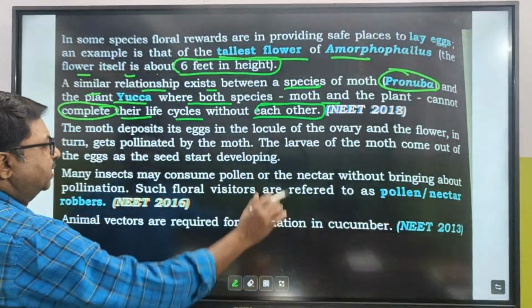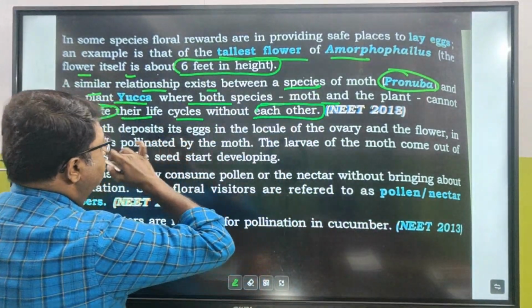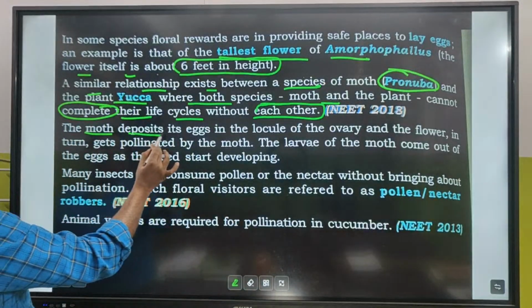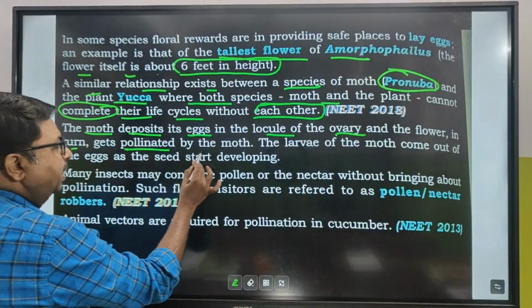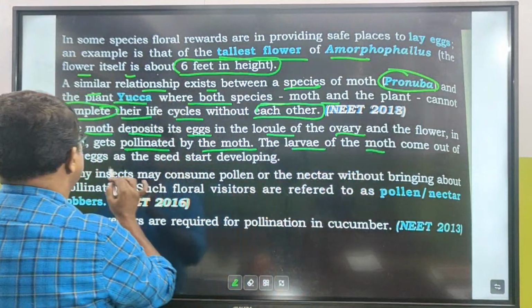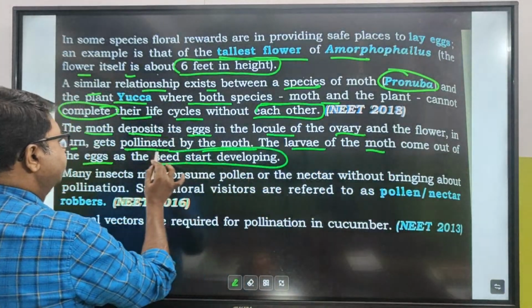Non-obligatory होता तो क्या कहते हैं उसको? Mutualism नहीं कहते, उसको protocooperation कहते हैं. The moth deposits its eggs in the locule of the ovary, and the flower in turn gets pollinated by the moth. The larvae of the moth come out of the eggs as the seeds start developing.